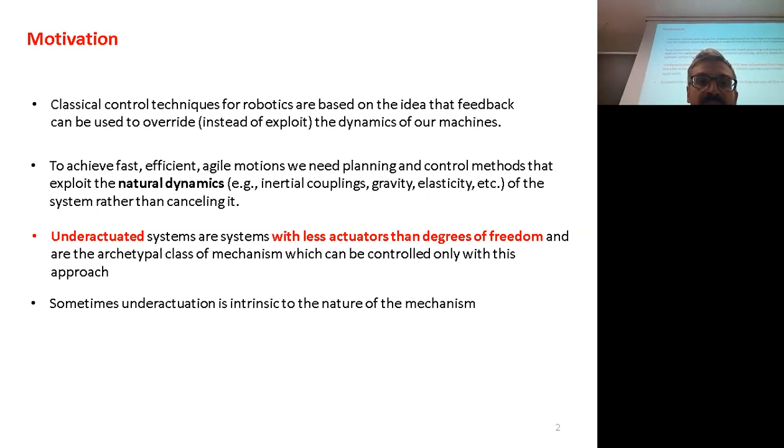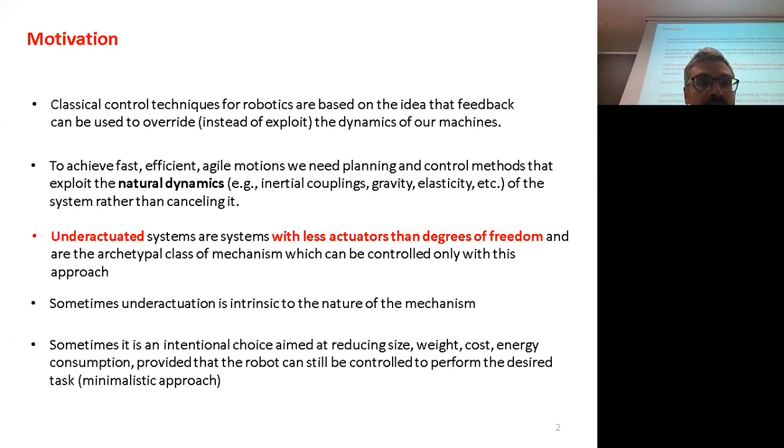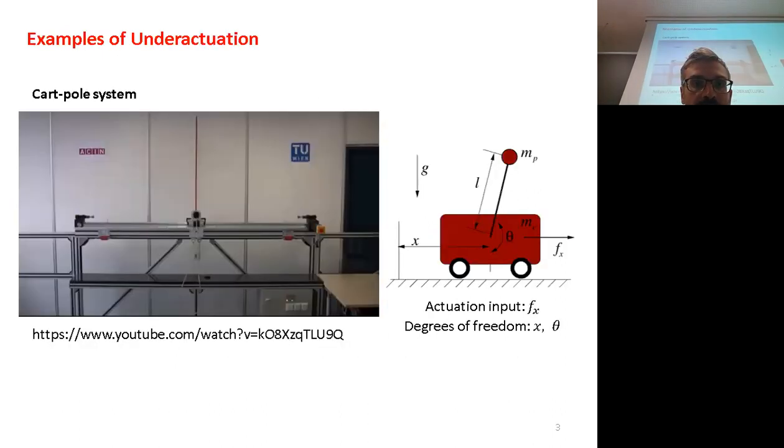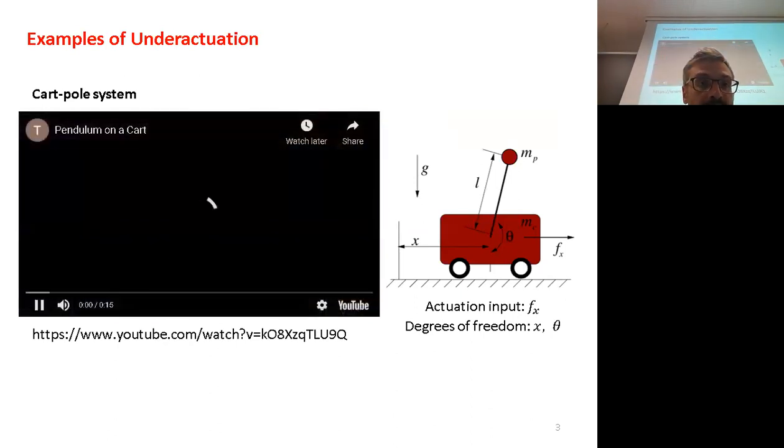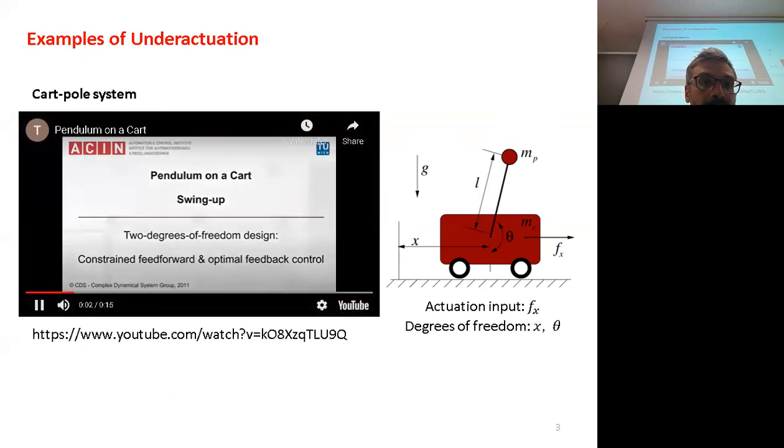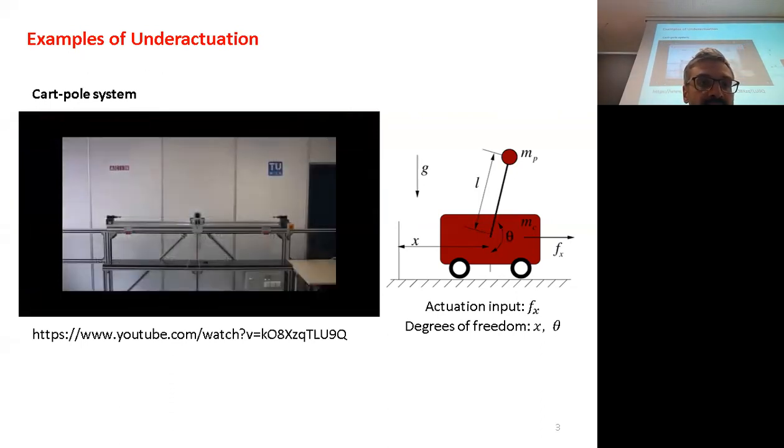Sometimes underactuation is intrinsic to the nature of a mechanism, and sometimes it's an intentional choice. For example, if you want to save cost and weight, you might decide to use less actuators than the needed ones and try to do the best that you can with the others. And in this sense, a very famous example of an underactuated robot is the cart pole system.